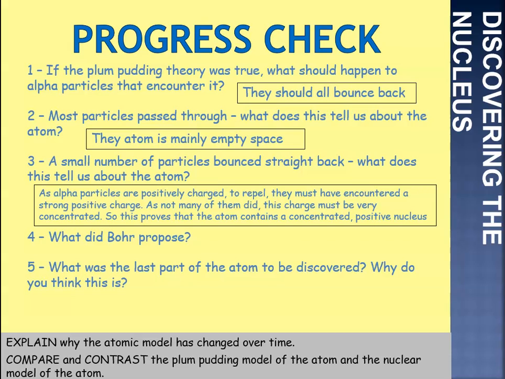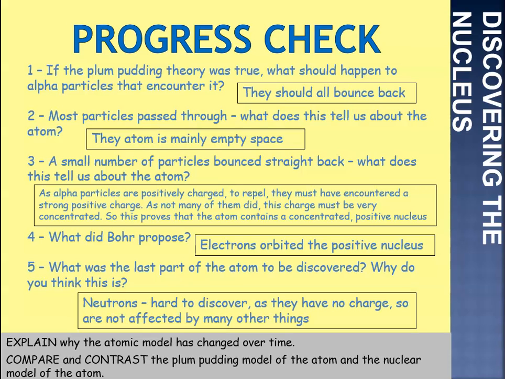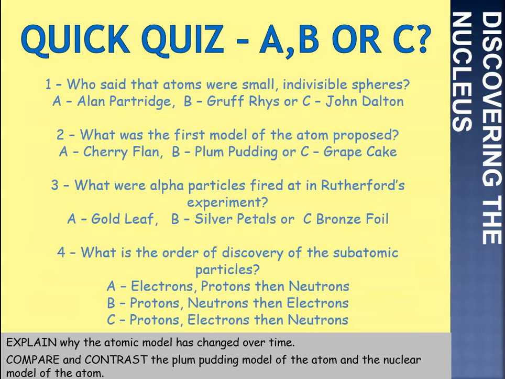What did Bohr propose? Well, Bohr proposed that electrons orbited the positive nucleus. And what was the last part of the atom to be discovered, and why do we think this was? The last part was the neutrons. They're really hard to discover because they've got no charge, so they're not affected by many other things.